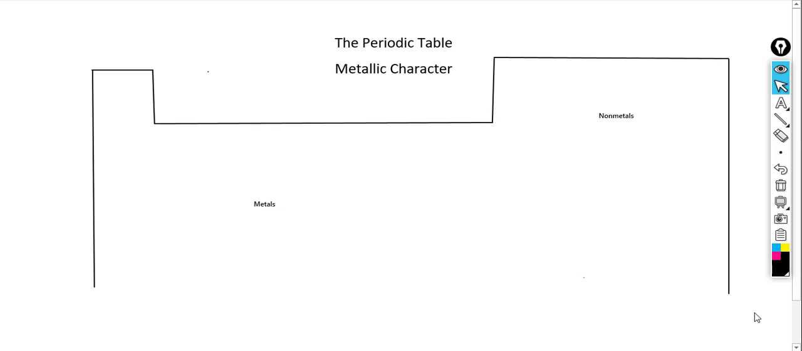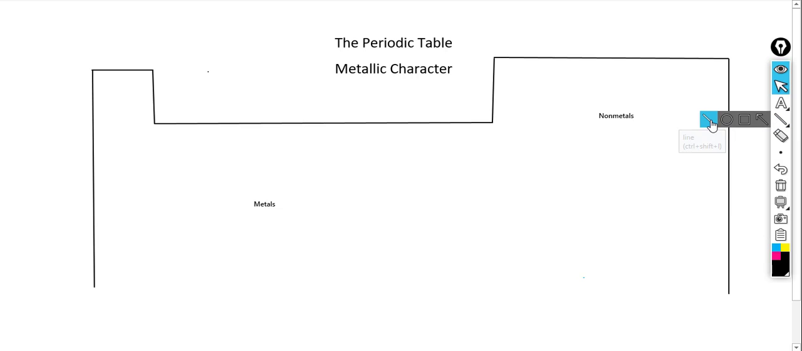This video is going to show you the general trends you can get between elements by knowing their relative positions in the periodic table. First of all, remember that the nonmetals are in the upper right-hand of the periodic table and the metals are in the left-hand. This is just a silhouette of the periodic table right here.